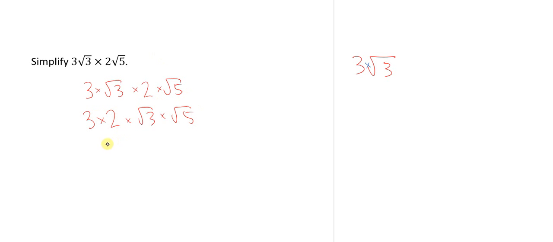And we know that 3 times 2 equals 6. And we've shown that root 3 times root 5 is equal to root 3 times 5. And we get 6 times root 15. Right?